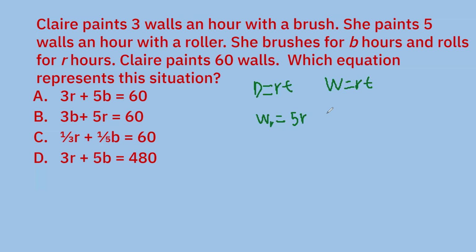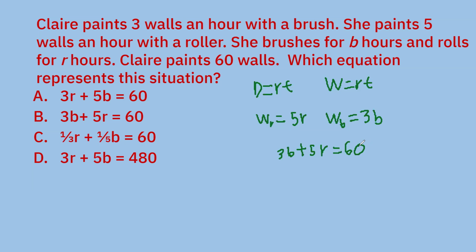5R. And then the work done with a brush equals 3B, right? And now the total work is going to get you 60 walls. So we're going to get 3B plus 5R equals 60, right? It's identical to the first one, just different numbers, different letters. But if you got the first one, hopefully you can get this one here. And if you didn't get the first one, after doing the first one, hopefully you can get this one here.